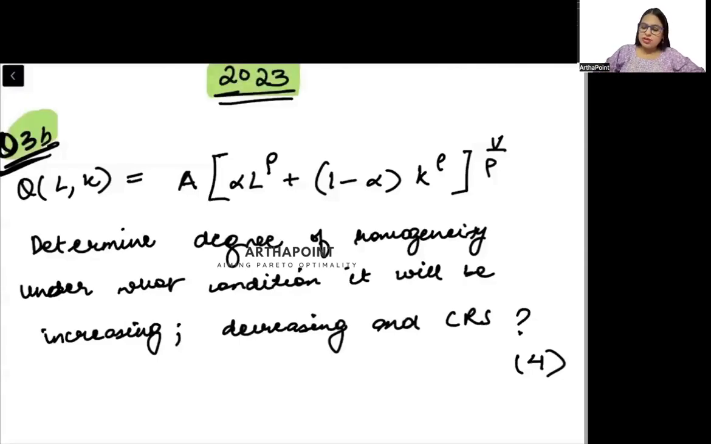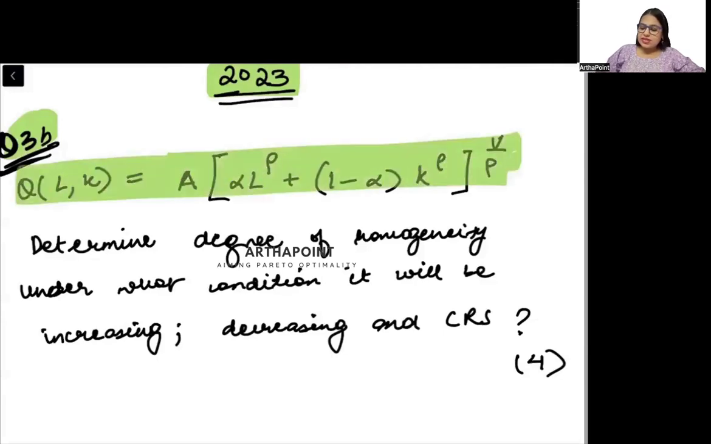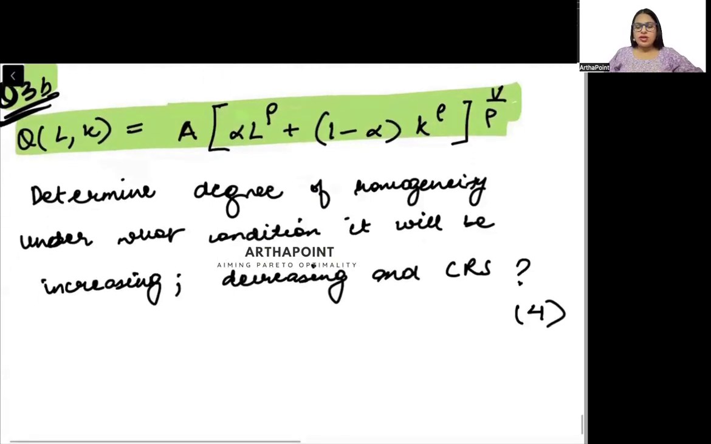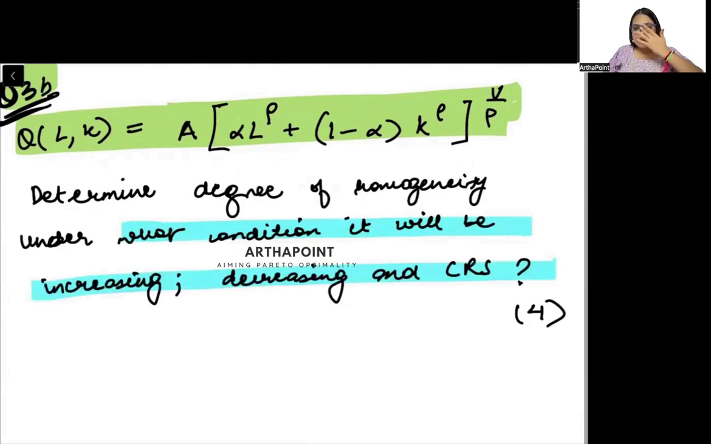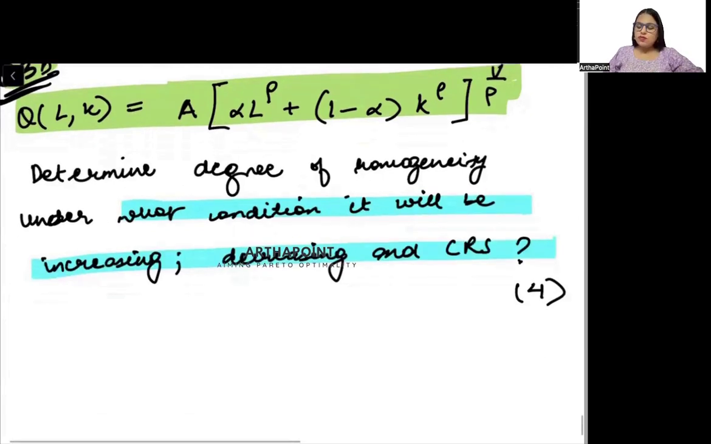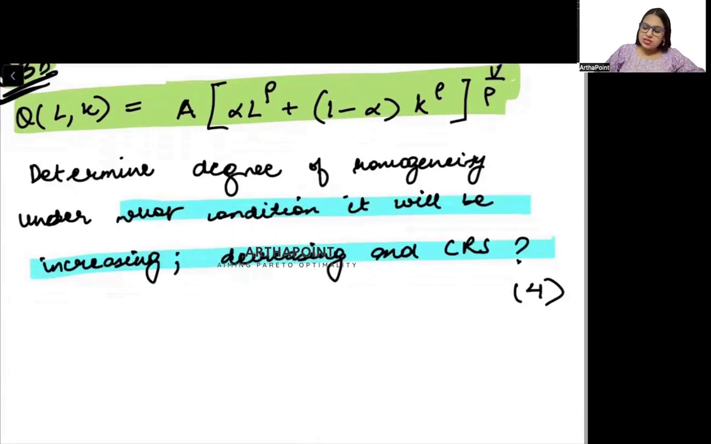2023 question 3B, beta. You are given this production function, and it is asking to determine the degree of homogeneity and under what condition it will be increasing, decreasing and constant returns to scale. So what you will go ahead and do, beta, this is a function of labor and capital. Everywhere instead of L you will put lambda L, instead of K you will put lambda K.